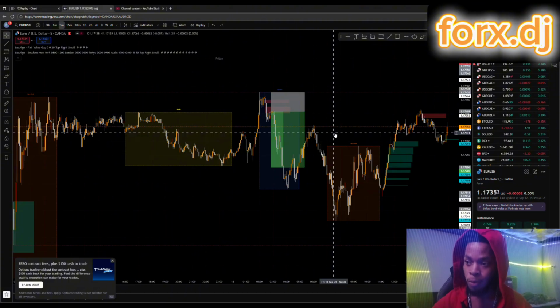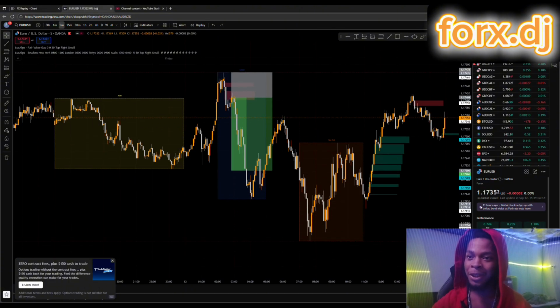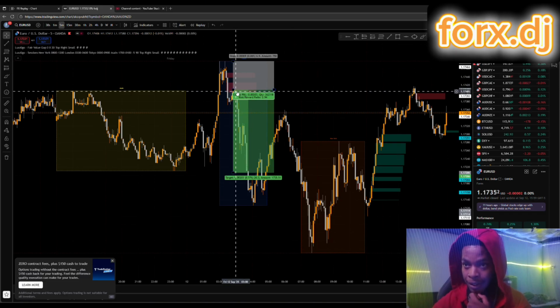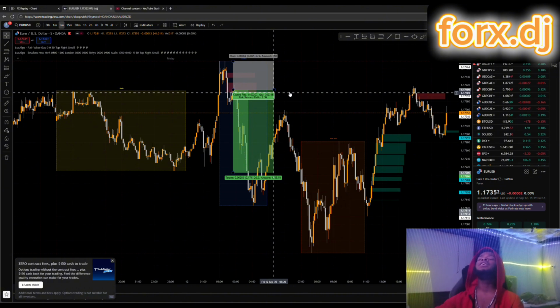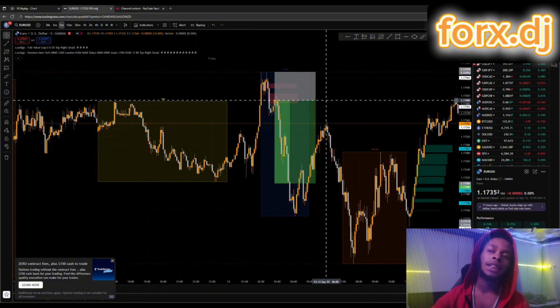I waited. And I waited. I'm not gonna lie, I turned the computer off. I caught this trade on my phone. That win felt so good. You just don't understand. You just don't understand.